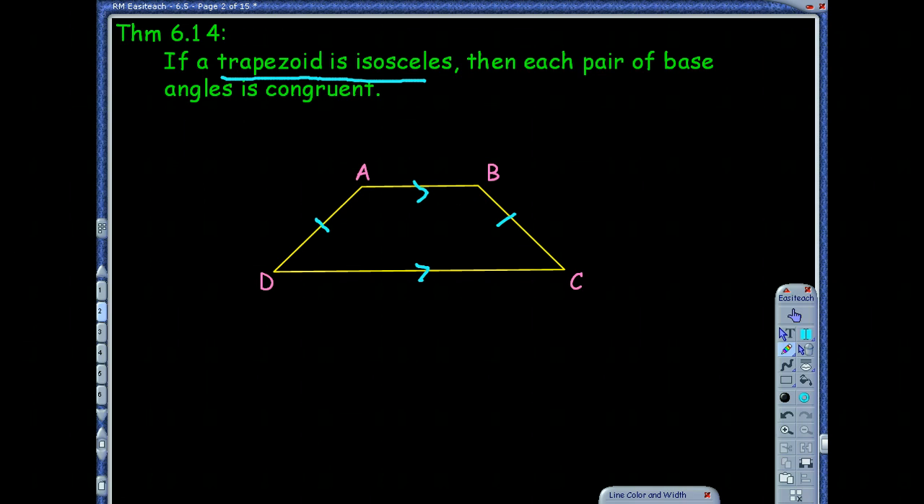If we know that this is the case, then what we can conclude is that each pair of base angles are congruent. Okay. So now let's think about the pairs of base angles because we can identify them. This theorem is telling us that if we know it's an isosceles trapezoid, and it has to be isosceles, that's the key word, not just any trapezoid, but an isosceles trapezoid, then the pairs of base angles are congruent. So that means angle D would be congruent to angle C because those are a base angle pair, and then also angle A is going to be congruent to angle B.